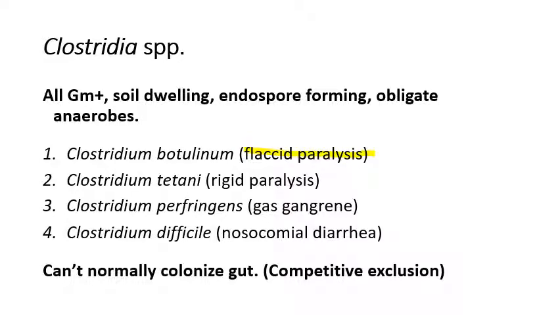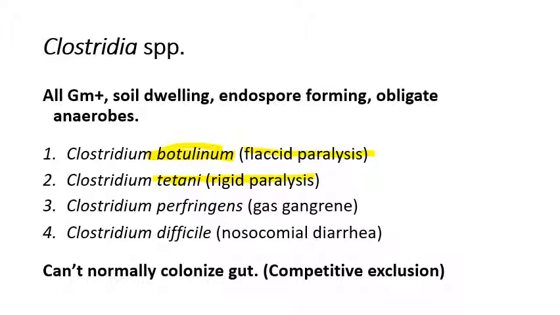Clostridium botulinum produces an exotoxin that paralyzes nerves and causes flaccid paralysis. That disease is called botulism. Clostridium tetani causes rigid paralysis because it produces a neurotoxin that doesn't allow the muscles, once they flex, to relax. The disease caused by that is called tetanus. Botulism is spread by eating food that's contaminated by Clostridium botulinum, which got into the food through endospores.